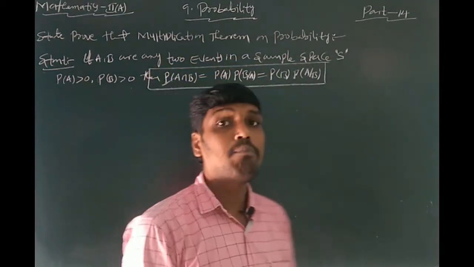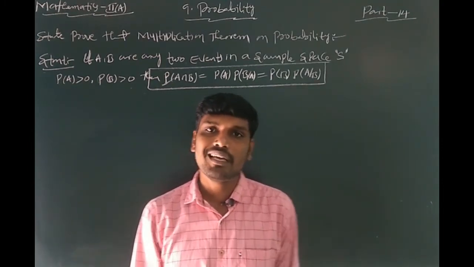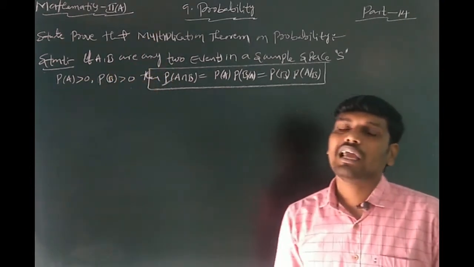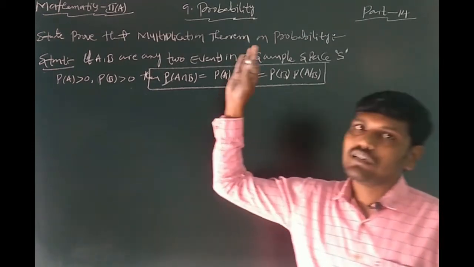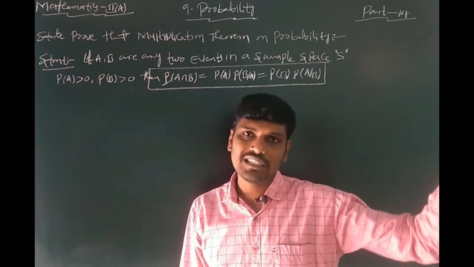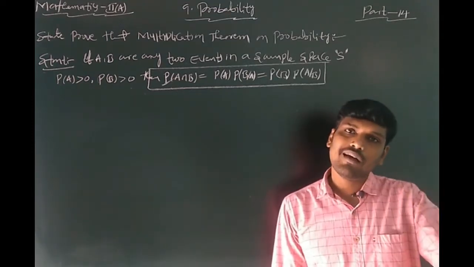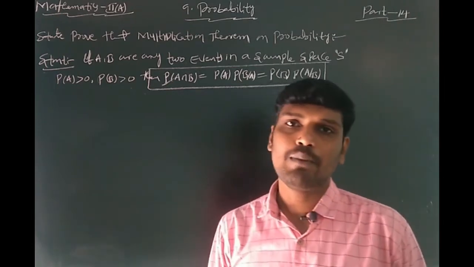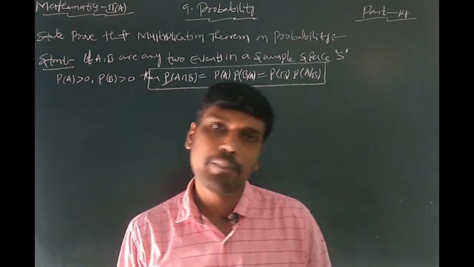This is a very important theorem. This theorem is the multiplication theorem on probability. This is the statement. Once again, let me explain the statement. If A and B are any two events on the sample space S, and the probability of A and the probability of B are both greater than 0, then P(A intersection B) equals P(A) into P(B by A), which is equal to P(B) into P(A by B).